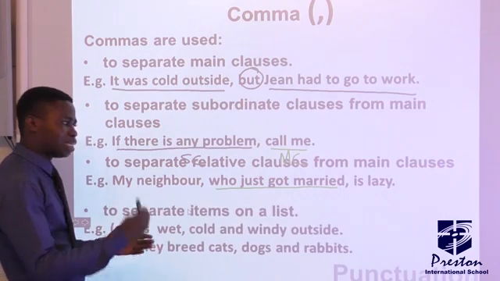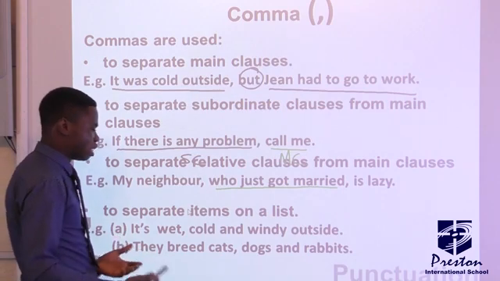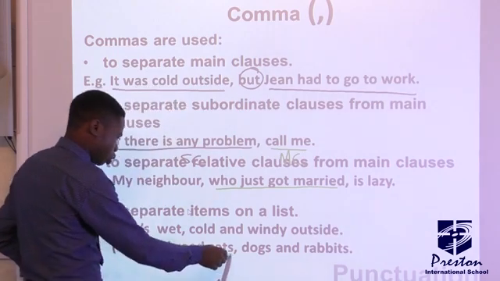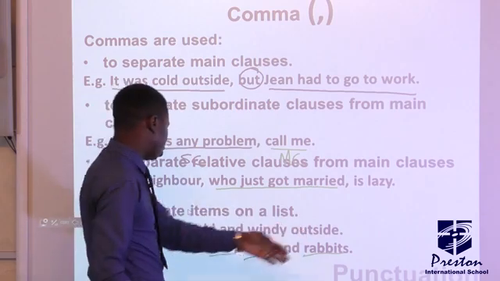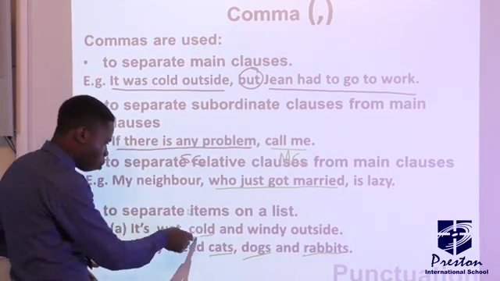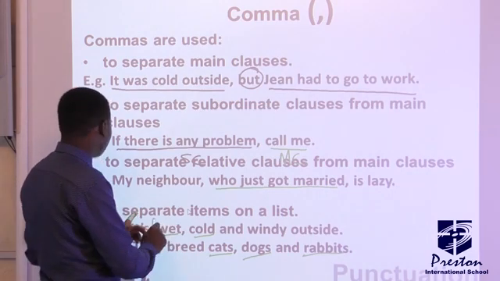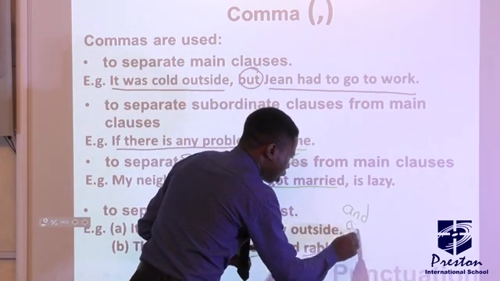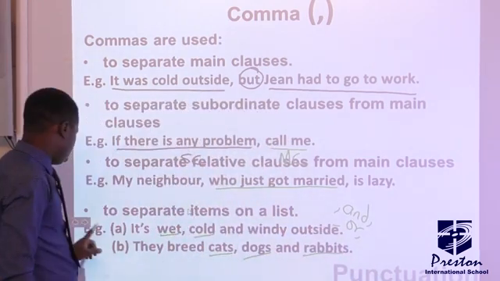Now look at this: to separate items on a list. Everybody knows this. But in some situations we need to emphasize that the items can belong to any part of speech. In this situation we have noun, noun, noun: they breed cats, dogs, and rabbits. But we can also have commas in between adjectives: wet, comma, cold. One final thing to say with respect to adjectives is that whenever you have and, as well as, or or, you don't need to add a comma before or after them.